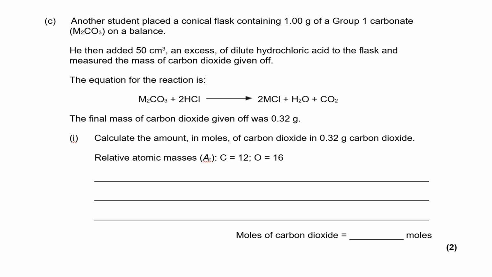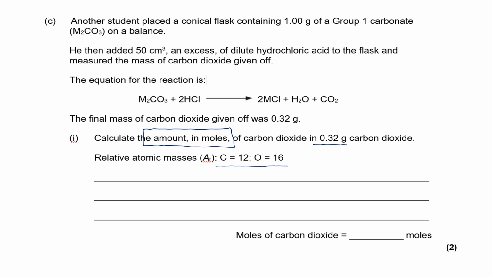So when we look at this one, the question asks us to calculate the amount in moles of carbon dioxide in 0.32 grams of carbon dioxide. It's asking us to calculate the amount of moles, so that's what I'm going to box off. And then it also gives us the mass of the carbon and oxygen in carbon dioxide. Now again, this regularly happens in these questions. It looks like they're giving you the overall mass, so don't get mixed up.